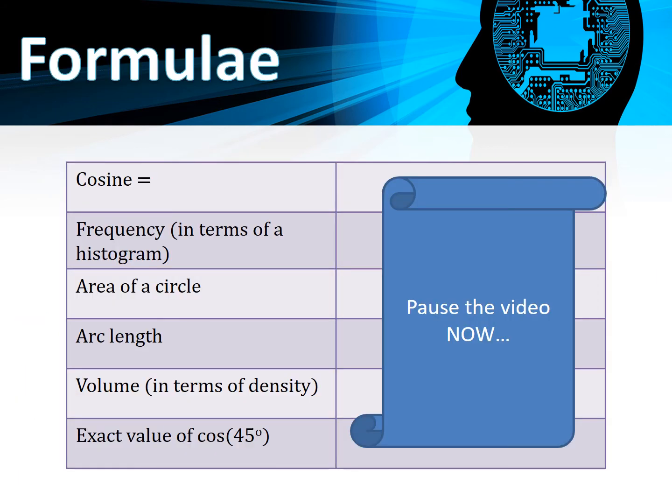Okay, so here are the formulas for today. We've got cosine, as in SOHCAHTOA type cosine, frequency in terms of a histogram, area of a circle, arc length, volume in terms of density, and an exact value of a trig. So pause the video, have a go, and I'll show you solutions in a second.